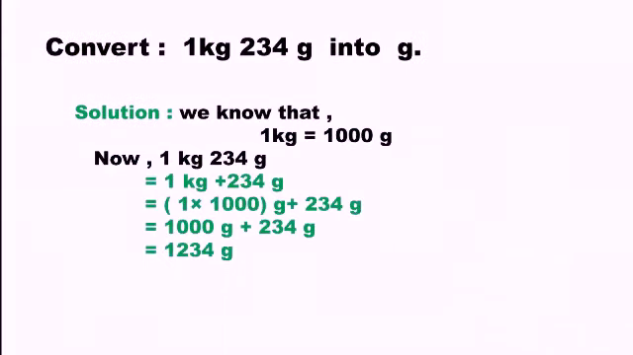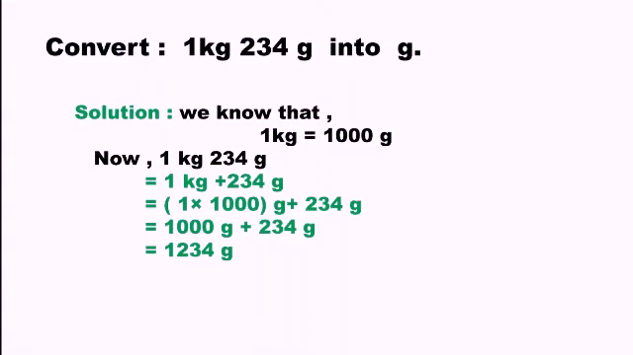Now let us discuss conversion. Third question, 1 kg 234 gram into gram. Here we need to convert kg to gram. Kg is the bigger unit, gram is the smaller unit. So what do we have to do? In the first question I showed you that we have to multiply. We know that 1 kg equals 1000 gram, because we need to find the relationship between kg and gram, and so I have got 1 kg equals 1000 gram.